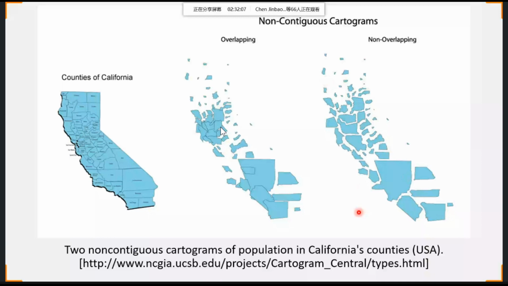And as you see now, the shape is preserved. So here you have LA, Los Angeles. The shape is the same, but it's larger. And at the same time, you have these gaps in between. So this is a non-contiguous cartogram.